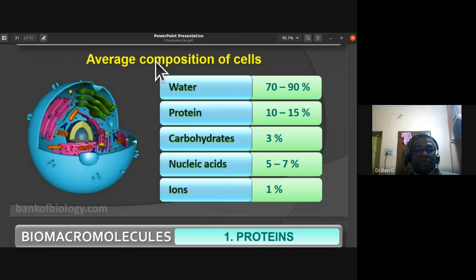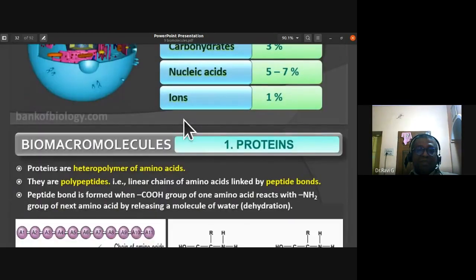So the average composition of cells or cytoplasm, if you look into, the water is 70 to 90%. 90% of the cell is composed of water. Proteins are 10 to 15%. The carbohydrates are 3%, and nucleic acids are 5 to 7%. Ions are 1%. So this is what you have to remember about the average composition of a cell or its cytoplasm. Okay.